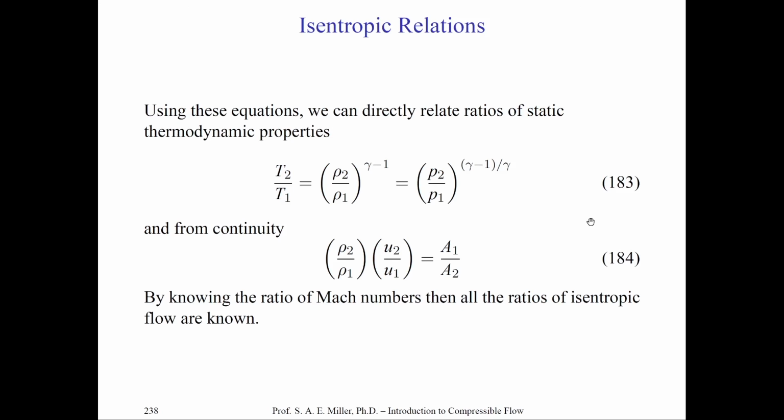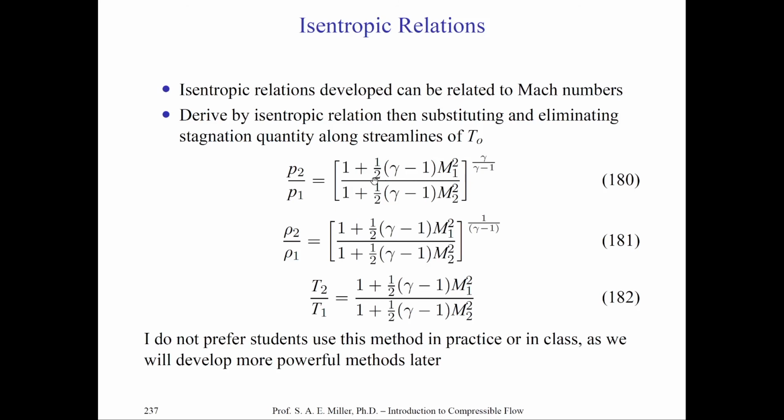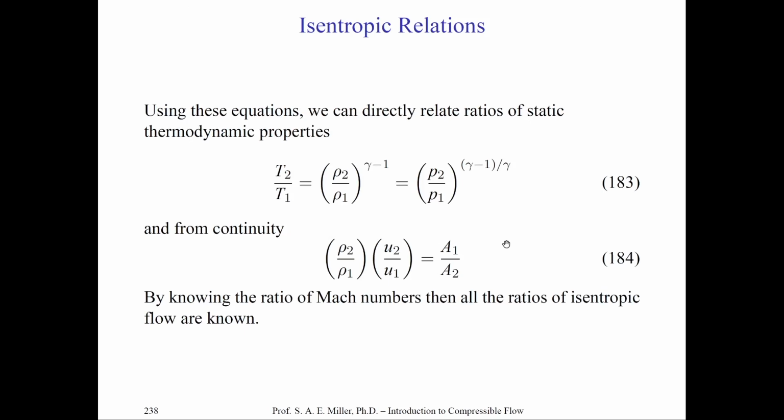How might we do that? Well, if you notice, the right-hand side of these terms are all the same. It's 1 plus 1/2 (gamma minus 1) M1 squared divided by 1 plus 1/2 (gamma minus 1) M2 squared. It's the same. The only difference between these ratios is their powers of gamma over gamma minus 1 and 1 over gamma minus 1. You'll see then we can equate these, and the only difference will be the gamma. So equations 180 to 182 here will become 183 in a simplified form.